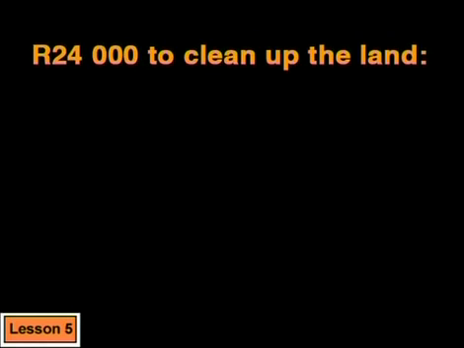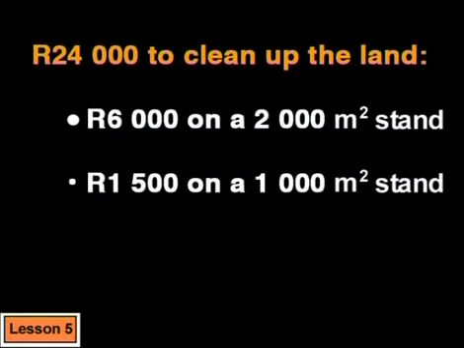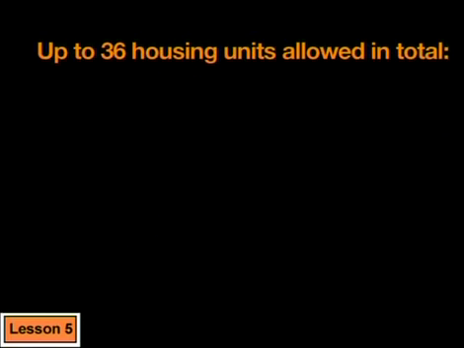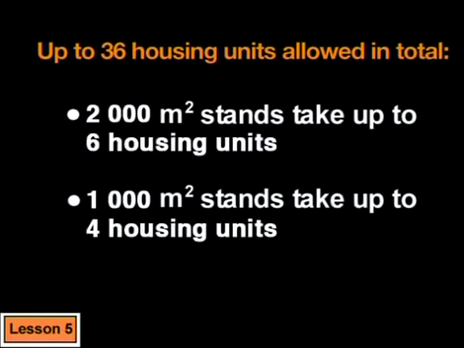He has a budget of 24,000 rand to clean up and fence the plots so that they can be sold. For various reasons, he will need to spend 6,000 rand on the larger stands and 1,500 rand on the smaller stands. According to the town council, a 10,000 square meter piece of land is suitable for up to 36 housing units. The council also states that no more than 6 housing units may be built on a 2,000 square meter stand and no more than 4 housing units on a 1,000 square meter stand.